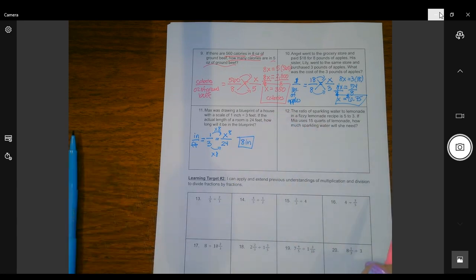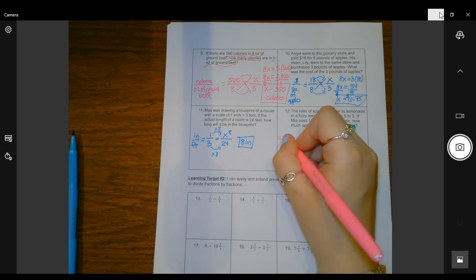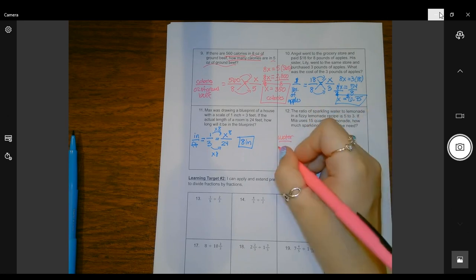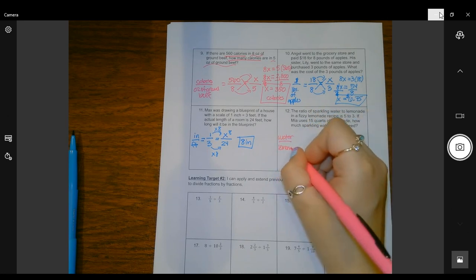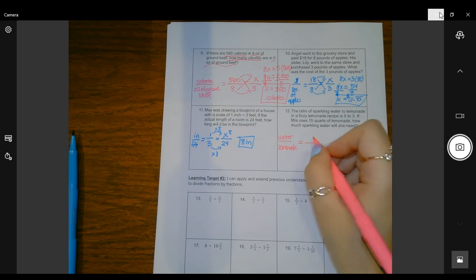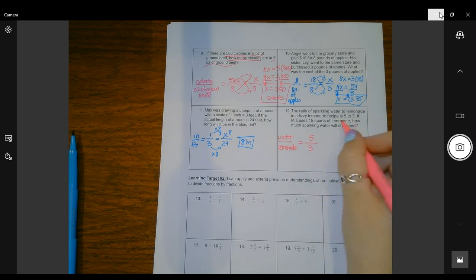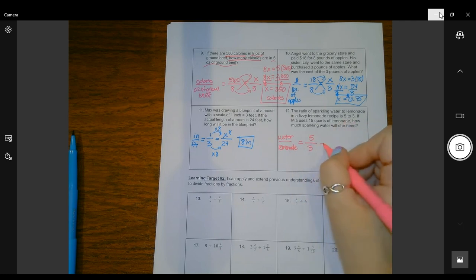Okay, next one says the ratio of sparkling water to lemonade in a fizzy lemonade recipe is 5:3. And this is really important. If you mess up that ratio, it just does not taste right. So we want to make sure that our ratio of water to lemonade is consistent. So it says the ratio of water to lemonade is 5:3. So whatever words come in that order, then these numbers follow that same pattern. Okay, so 5:3 is the water to lemonade.